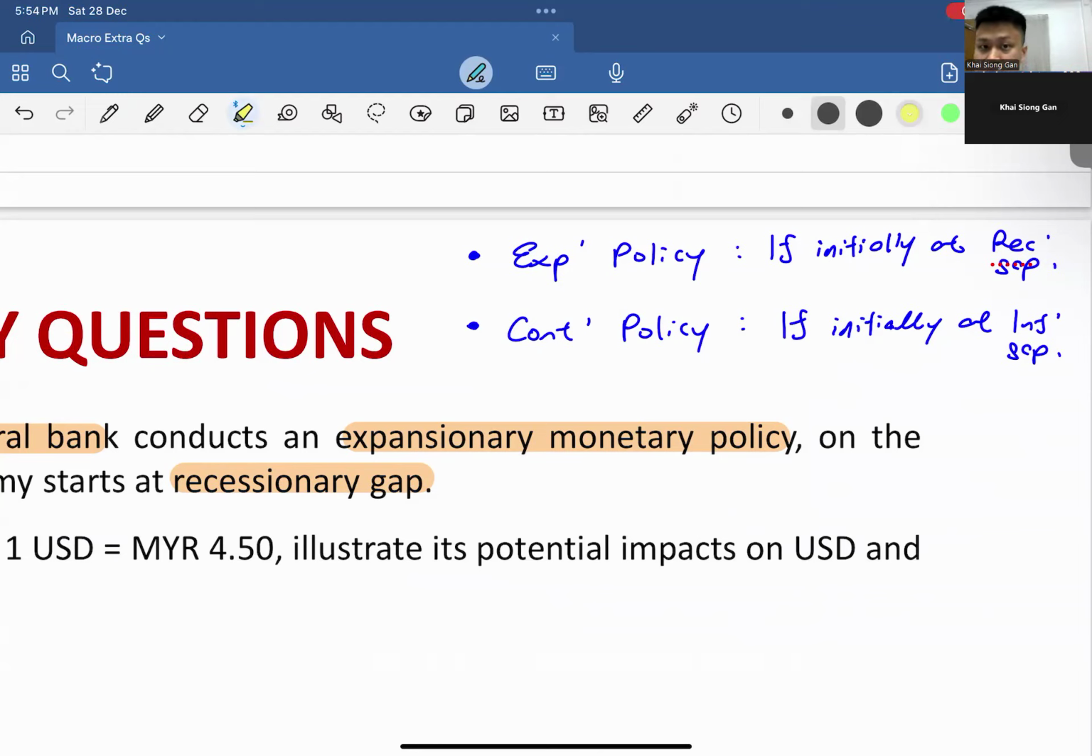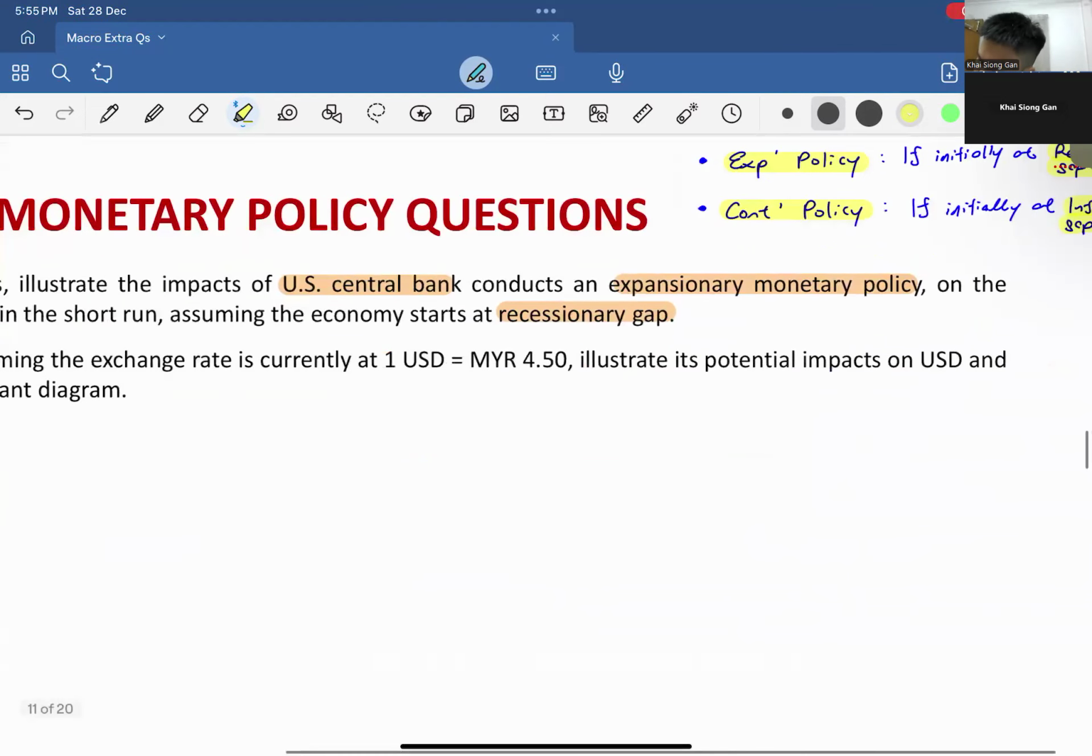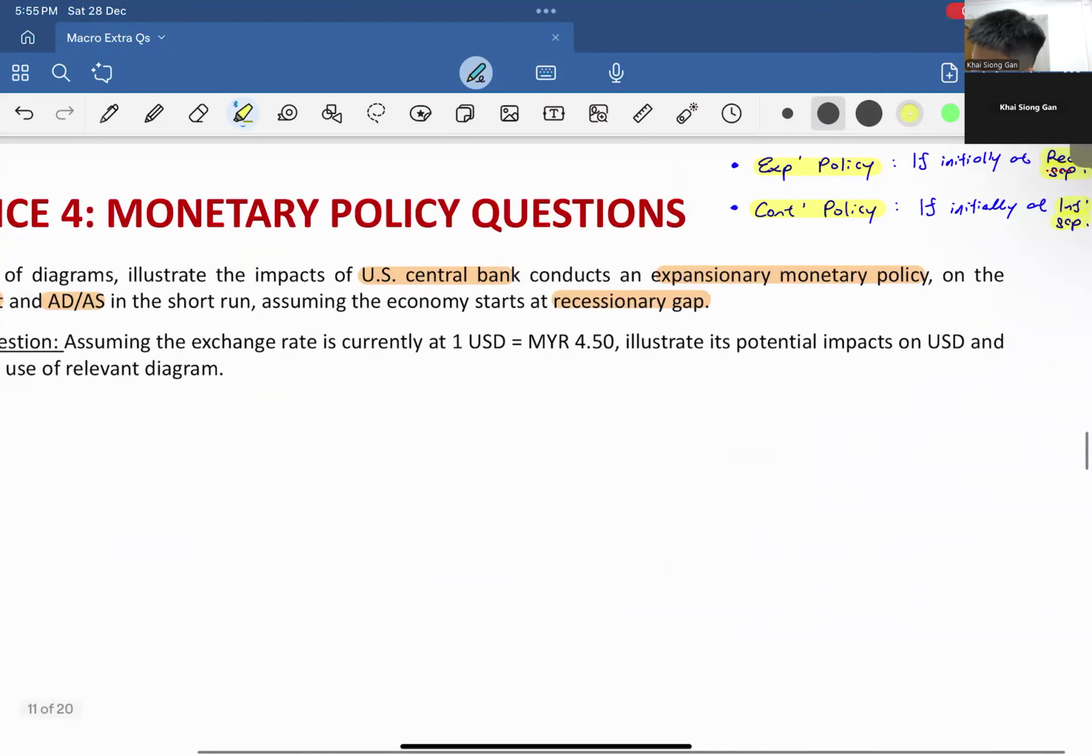Sometimes they might provide you some assumptions, let's say to start at full employment and so on. If not, maybe you can make assumptions here. For expansionary, we assume that the economy is starting from a recessionary gap. That's why they need expansionary policy to boost the economy. Vice versa, if it's contractionary, that means initially the economy starts from an inflationary gap. So therefore, the government would like to slow down the economy. Now this is expansionary over here, so we assume it starts from a recessionary gap.